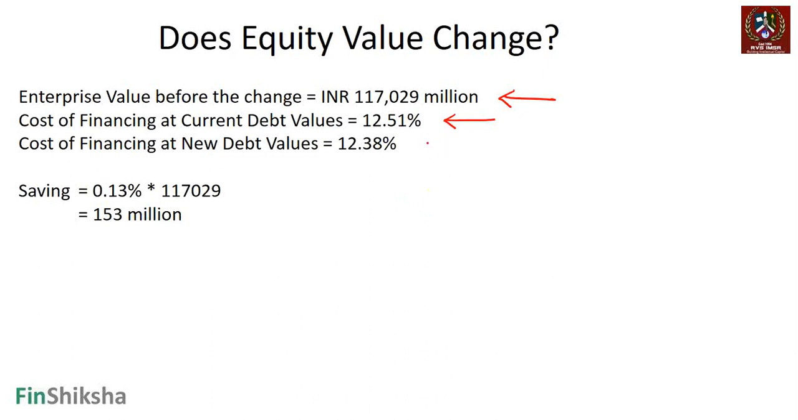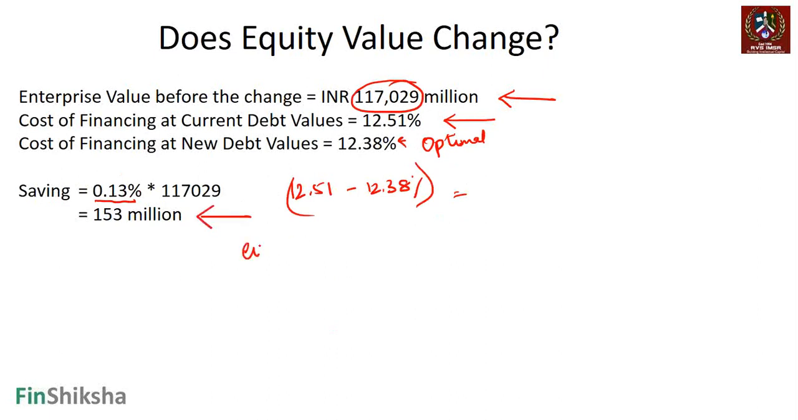And then if we identify the new optimal cost of capital, which is the minimized cost of capital approach, that's 12.38. So what is the saving? 0.13%, which is 12.51 minus 12.38%, correct? And this multiplied by the current enterprise value is going to give me the saving that is going to happen every year. Remember, this is the saving you will get every year if you move to the new capital structure.